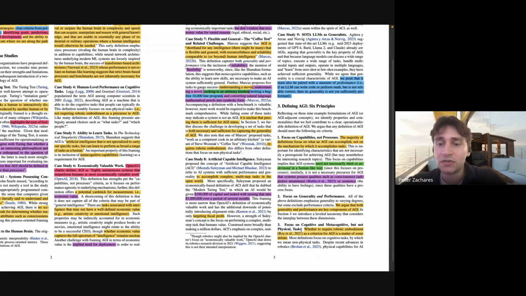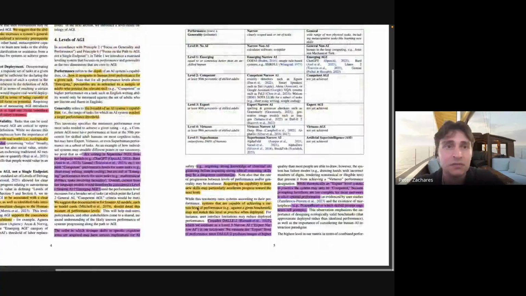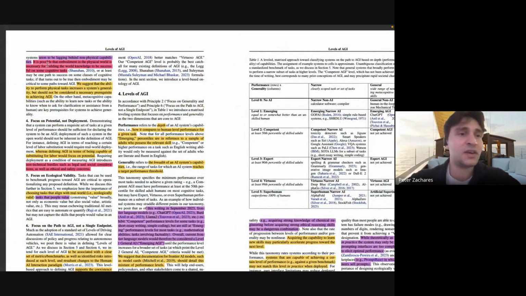So they argue that you should focus on cognitive and metacognitive tasks, but not physical tasks. And they say whether to require robotic embodiment as a criteria for AGI is a matter of debate, which is true. That's what we've been talking about. But they say, okay, for now, let's just focus on cognitive and metacognitive tasks. Probably because that makes it easier.